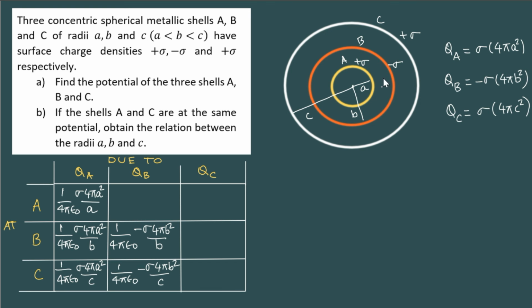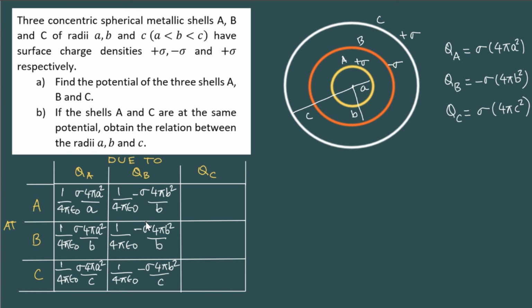So that means the potential of shell A due to charge on B will still be the potential in the middle shell, which is 1 by 4 pi epsilon naught minus sigma into 4 pi B square by B. Okay. Now let us look at how charge on shell C is generating potential.